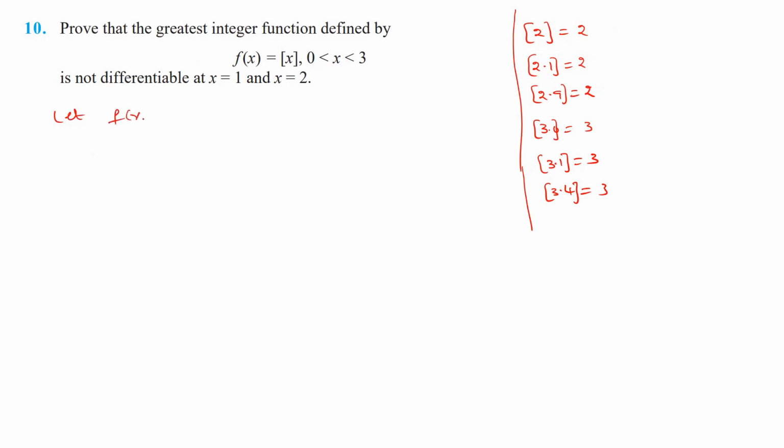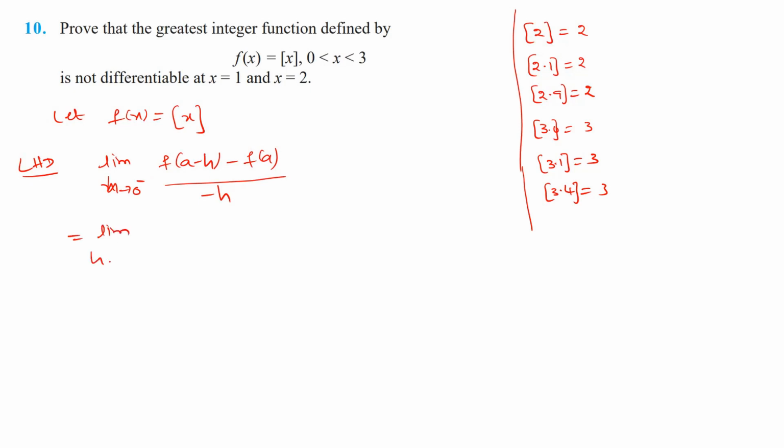Let f of x be equal to the greatest integer function. So first we are finding the left hand derivative, which is nothing but limit h tends to 0 minus, f of a minus h minus f of a divided by minus h. So 0 minus means we take minus h. So limit h tends to 0 minus f of a minus h. First we are taking x equal to 1, so a is 1, and we take a minus h.